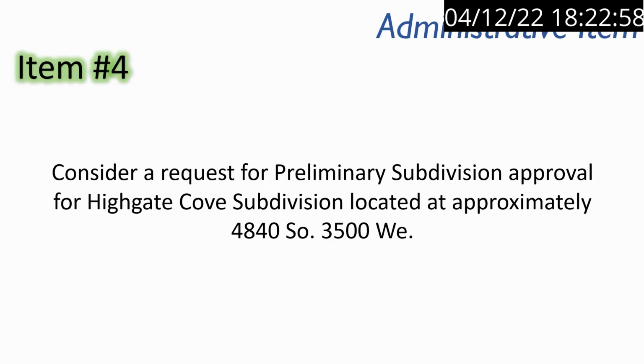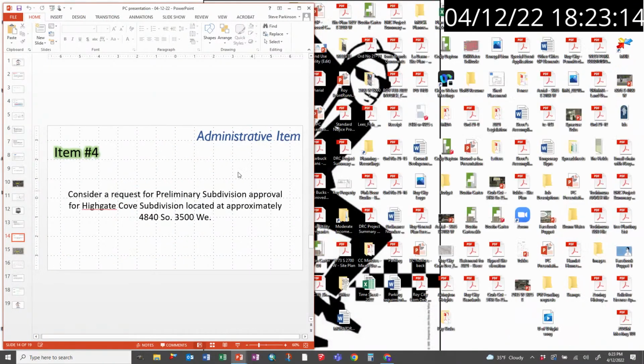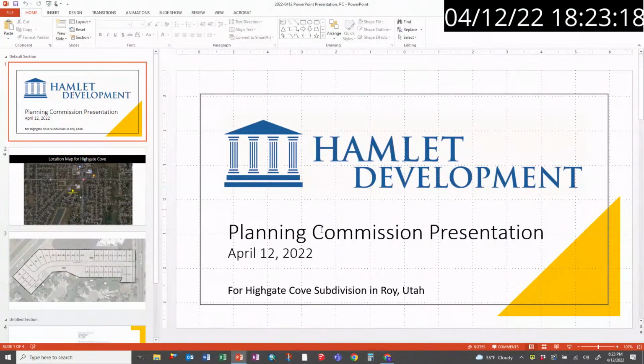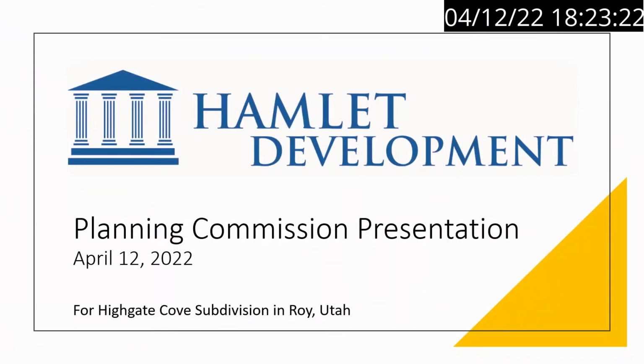Thank you. And we'll move on to number 4, consider request for preliminary subdivision approval for Highgate Cove subdivision located approximately 4840 South, 3500 West. If you would like to come up, it'd be you, Mike.